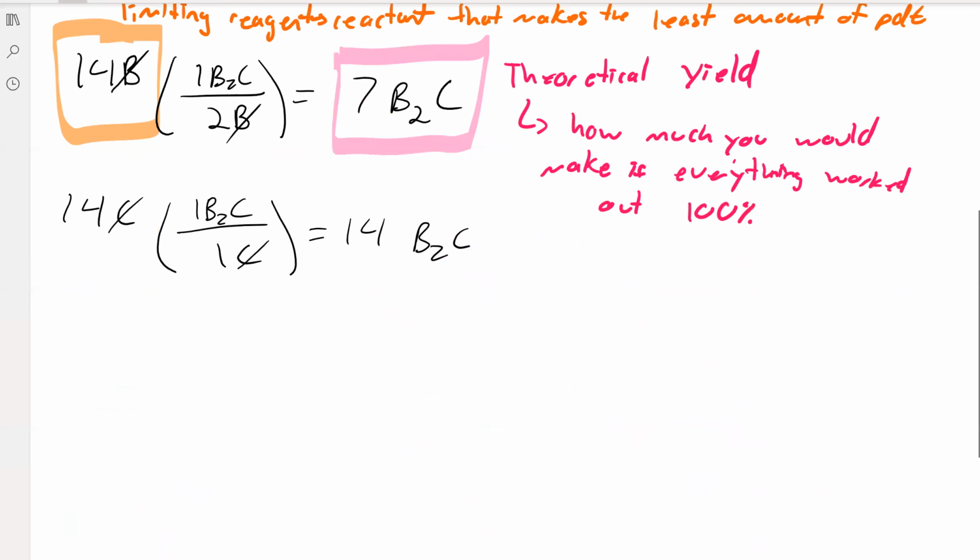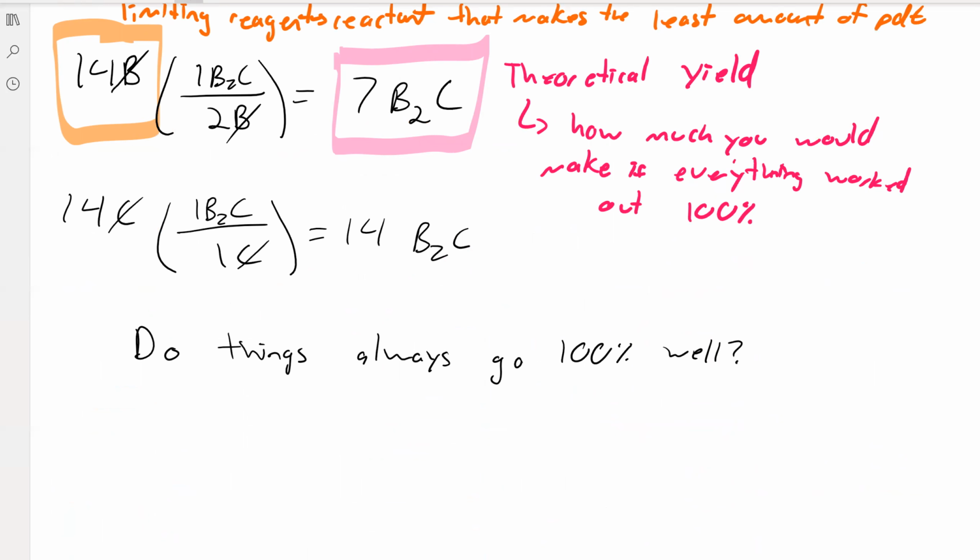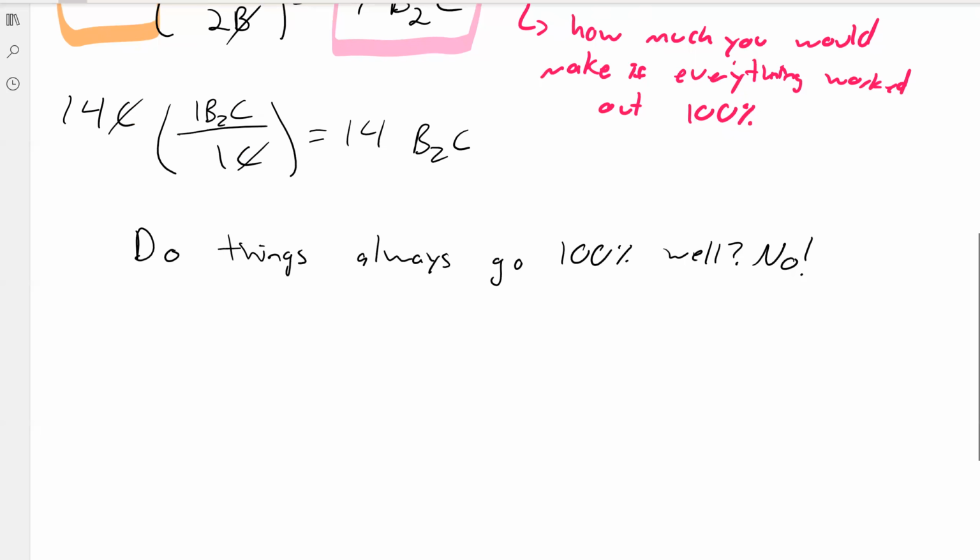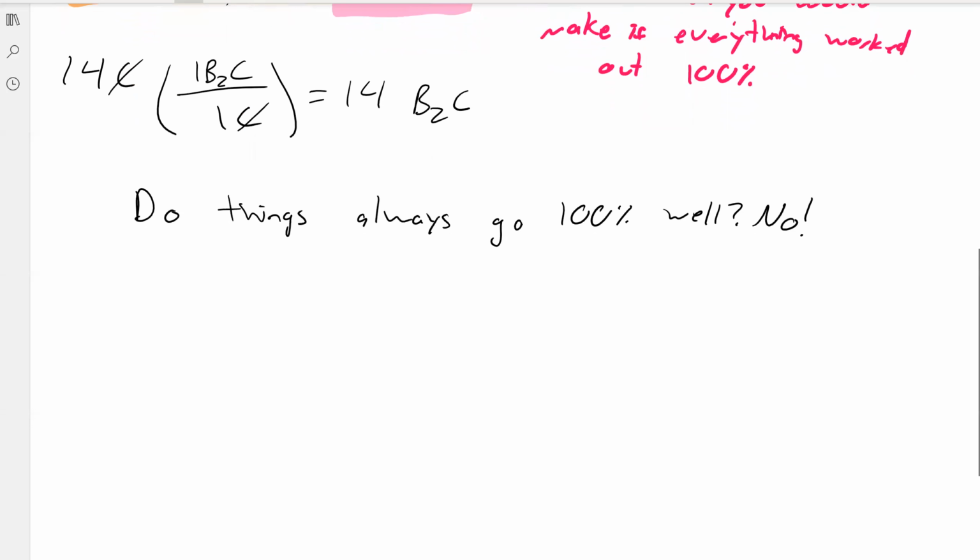And then some other part of the question might have something to do with what you did during the experiment. So first off, do things always go 100% well? And of course, the answer is no, especially in chemistry. There's always going to be some kind of error. You might drop something, or even just in the reaction itself, there's a lot of other chemistry that could occur that could lower your yield.